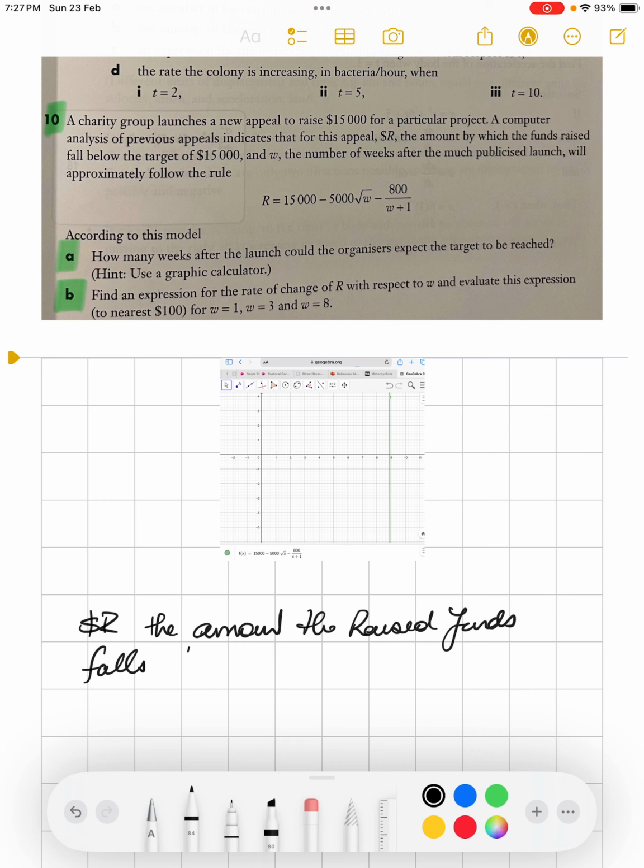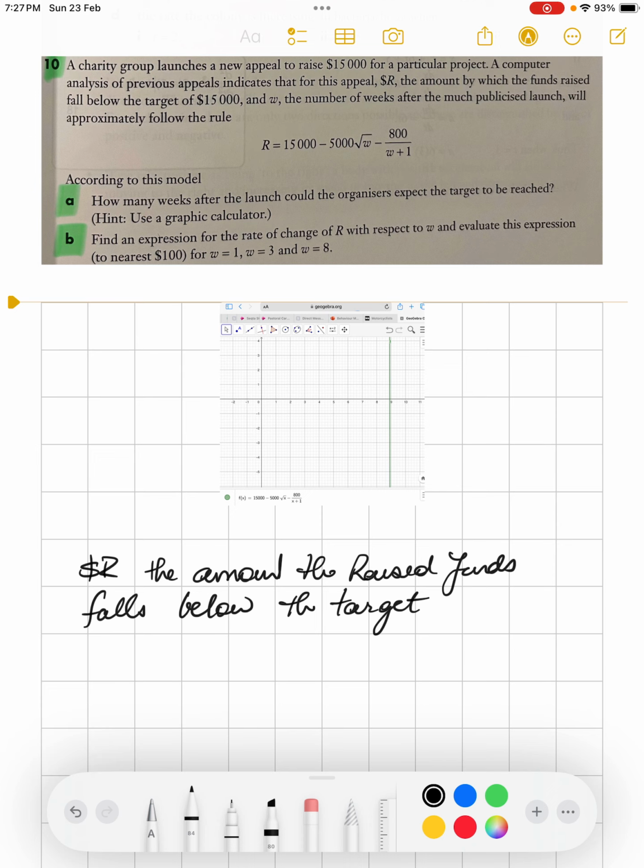falls below the target. Okay, so it changes every week because they've got this formula that says it follows the rule, where W is the week, R equals 15,000 minus 5,000 W, square root of W plus or minus 800 over W plus 1. According to this model, how many weeks after the launch could the organisers expect the target to be reached?